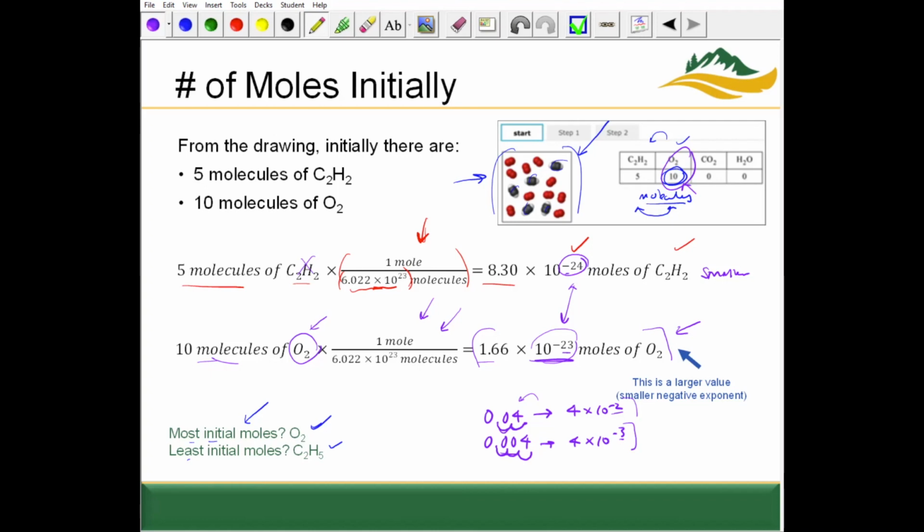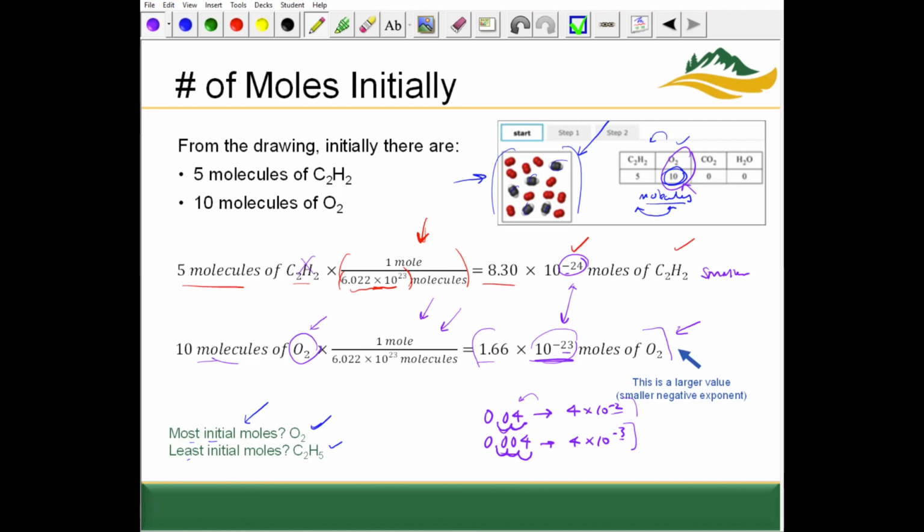Ultimately, what I wanted to show you is how we can also figure out the most initial moles and least initial moles. And also, again, be comfortable working with Avogadro's number here to go between molecules and moles. So as you see with this conversion factor, taking molecules into moles, we always divide by Avogadro's number. It doesn't matter what the species is, we would take 5 molecules divided by Avogadro's number.